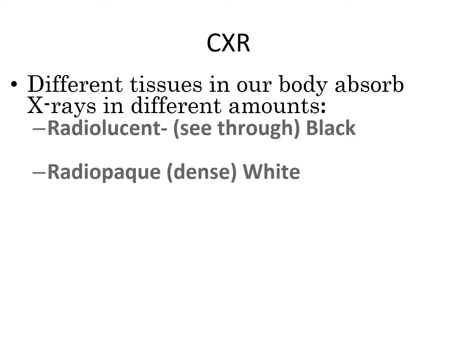So X-rays absorb differently in different parts of our body. When X-rays shoot through air, it appears black on the X-ray itself. That's called radiolucent. You're able to see through it. It goes right through it. There's nothing stopping it, so on the film itself, it appears black. Now, if it's a denser tissue or a bone, it's going to be more radio-opaque. Radio-opaque means dense, or it's going to look white.